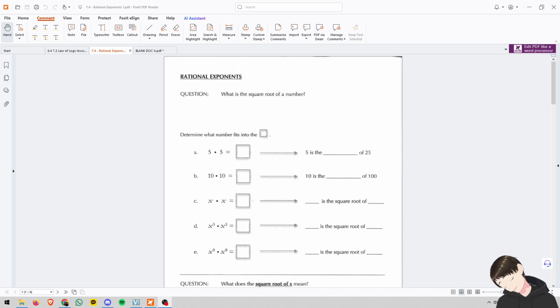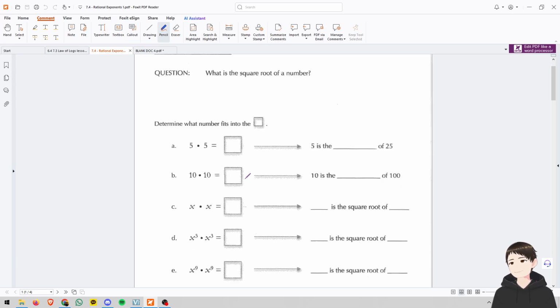Alright class, we're moving right along. We're going to explore where these fractional or rational exponents might come from. What does it mean? I'm going to keep it simple. I'm going to ask you a bunch of multiplication questions that involve the same base, and you can tell me what the exponent is supposed to look like, and we're going to talk a little bit. Okay?